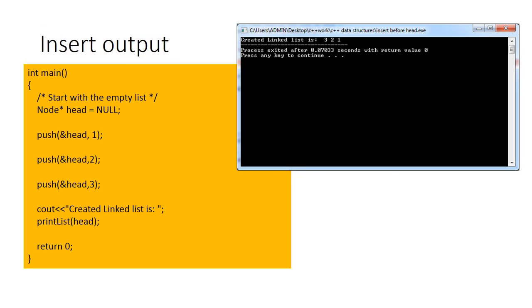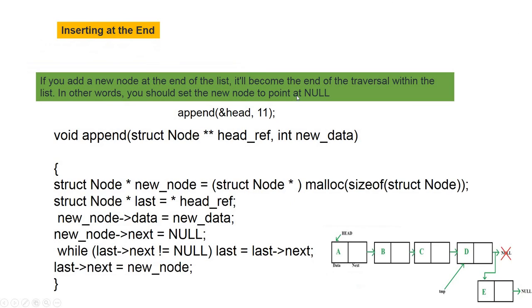In the same way, you can go on pushing data like this: push 1, push 2, push 3. It gets inserted exactly at the beginning. So the new head will be created, and the old head will be replaced by the data. You can see that the data is being printed. You can see this through the compiler, and you can execute it through any C++ compiler.